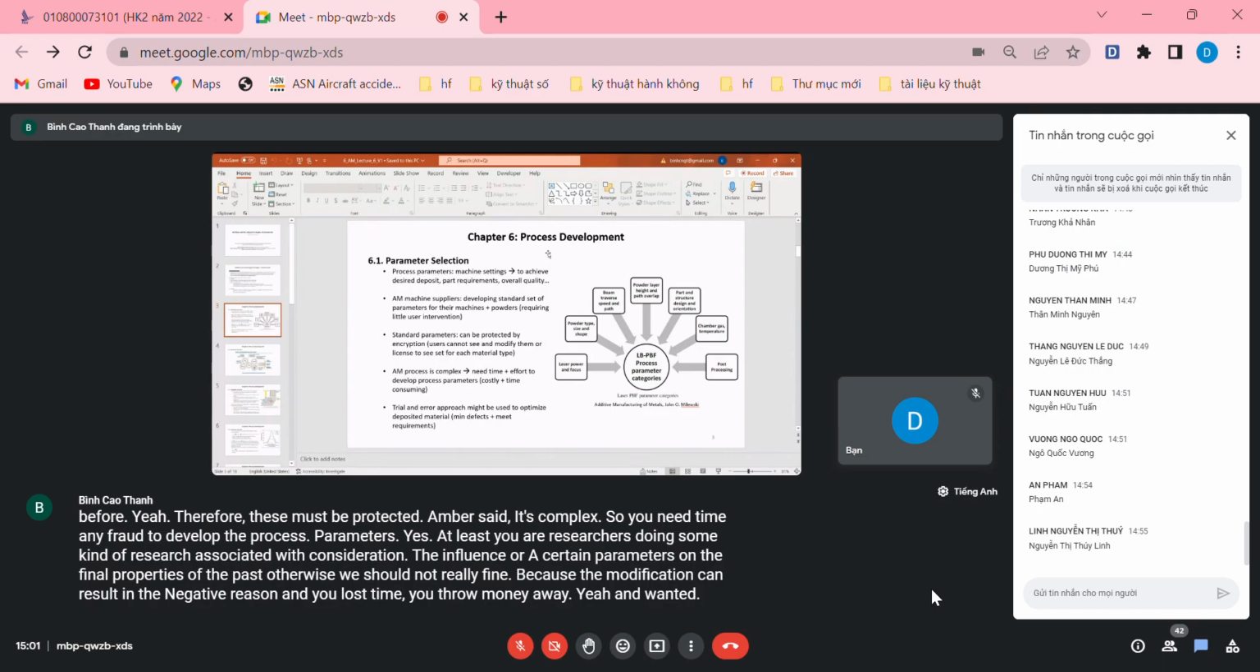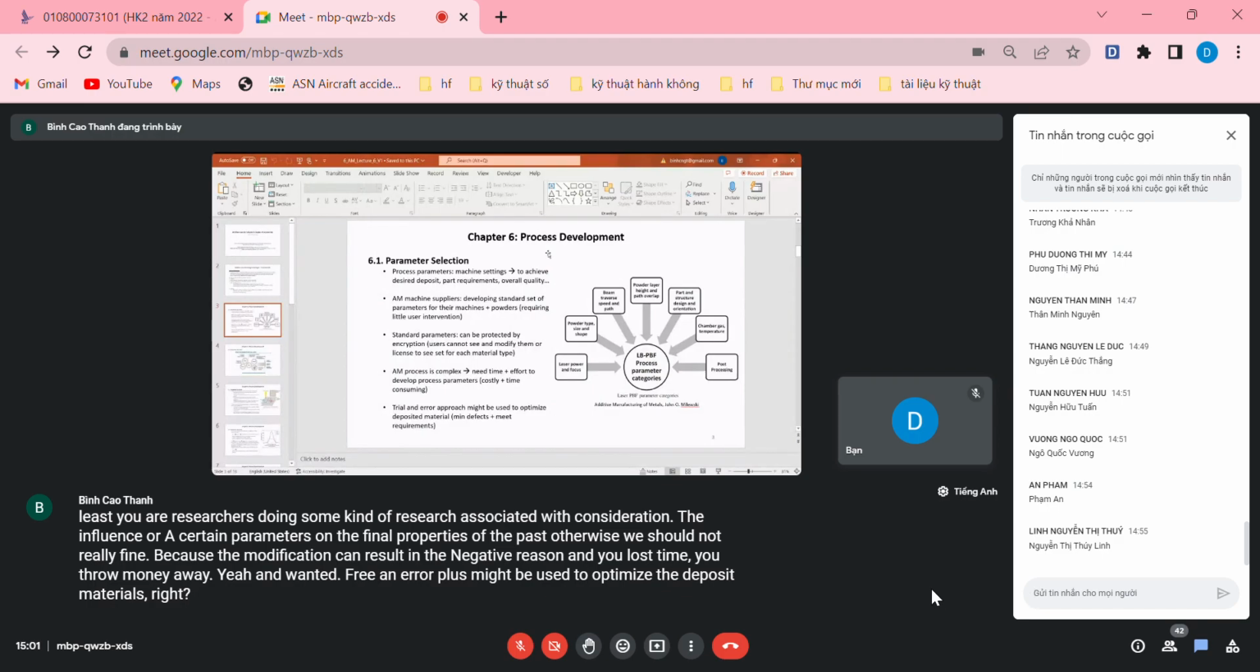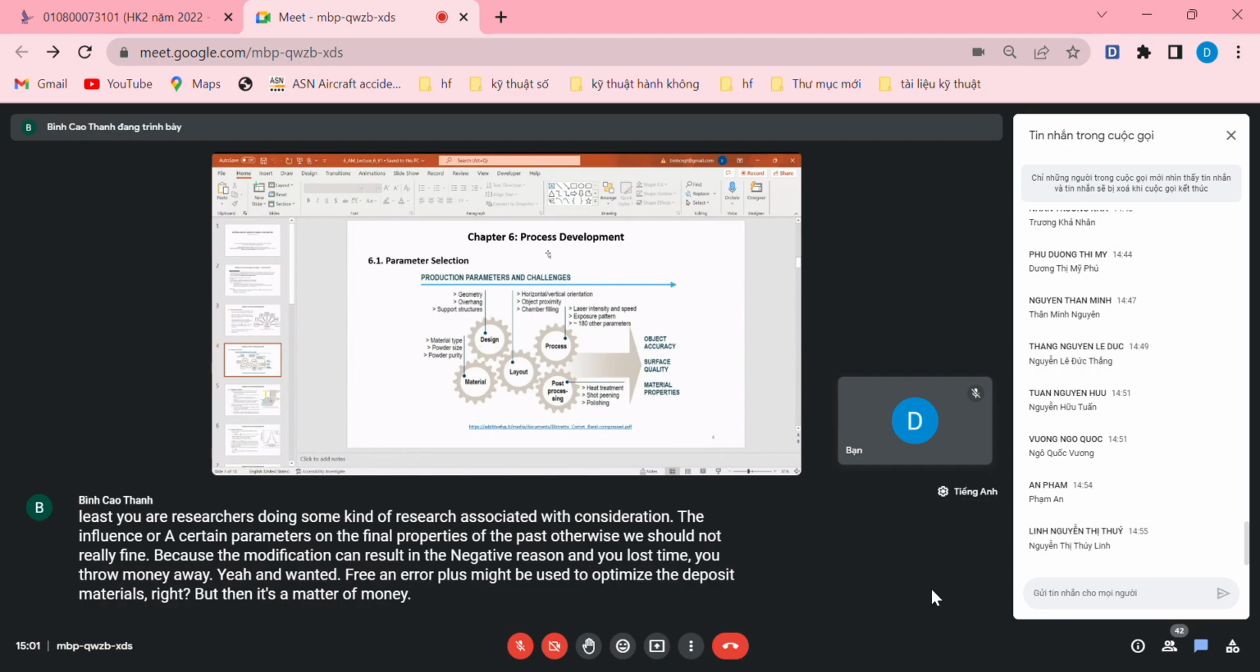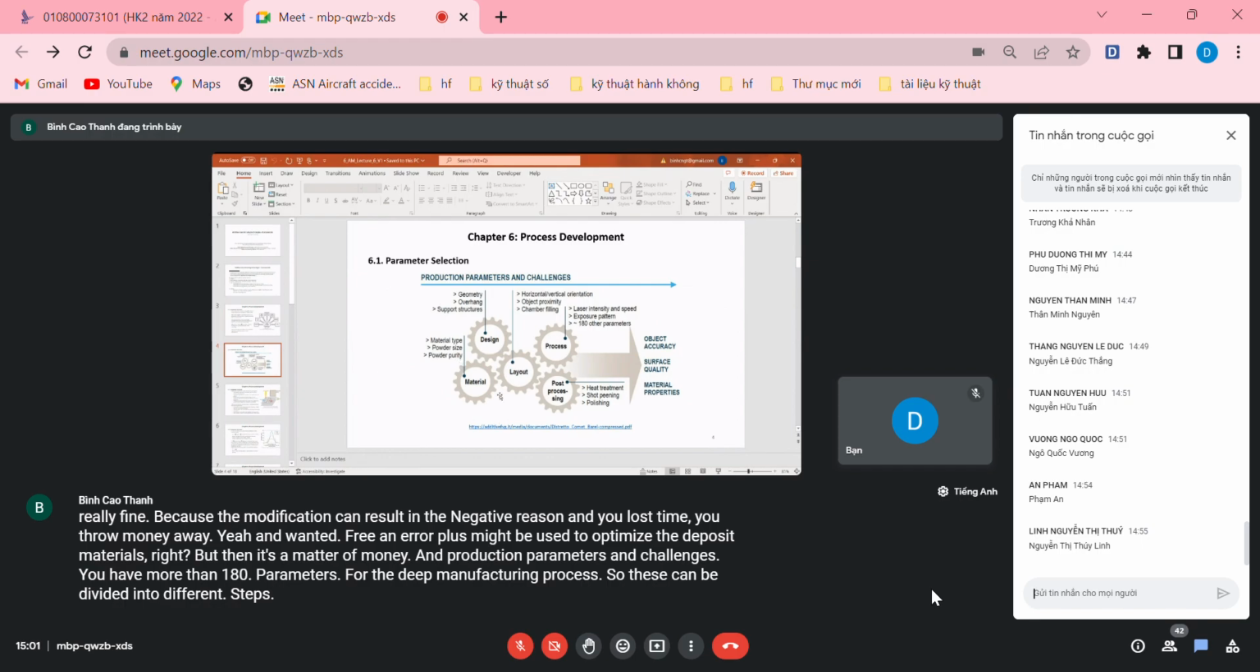A trial and error approach might be used to optimize the deposited material, sure, but then it's a matter of money. Production parameters and challenge. You have more than 180 parameters for the additive manufacturing process. These can be divided into different steps or phases.